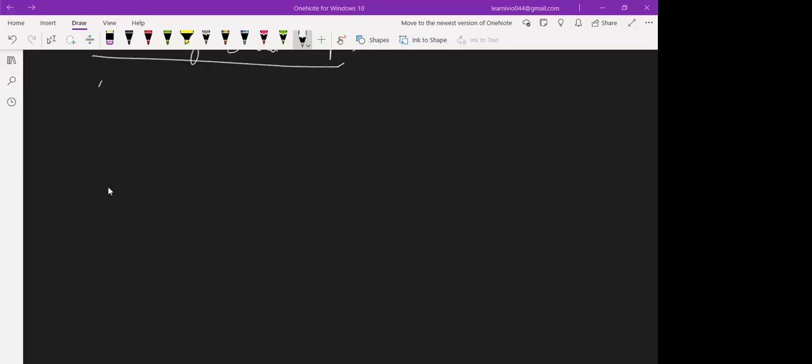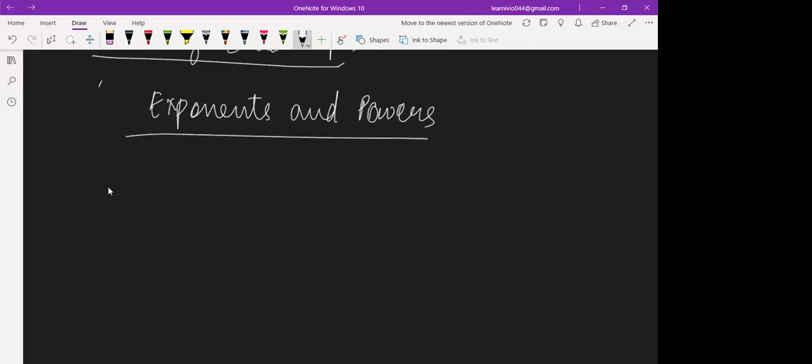Okay, students, so I have opened the chapter. So basically, in this lesson, we have exponents. What do you understand by exponents? Somebody tell me. Power. Yeah, the power of any number, right?